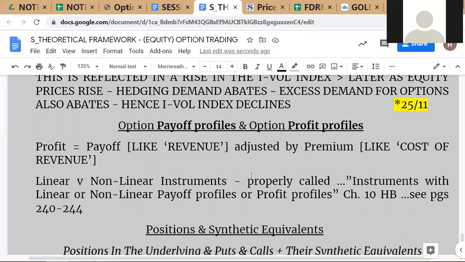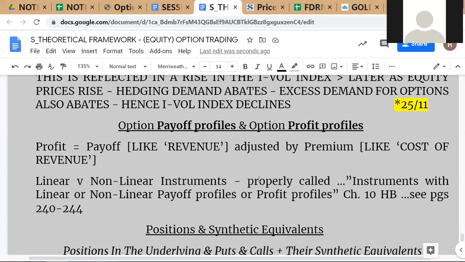Right. So the first concept we are discussing today is payoff profiles versus profit profiles. Let's first understand the terms. So profit we are defining very much similar to gross profit on an income statement. So profit is payoff minus premium. Payoff is like revenue, premium is like cost of revenue. So therefore profit is like gross profit. These are the two important terms.